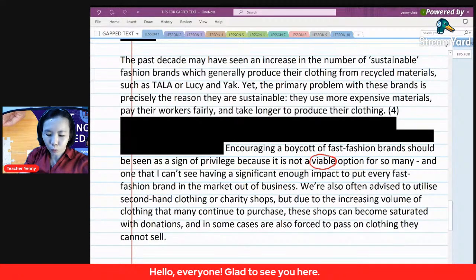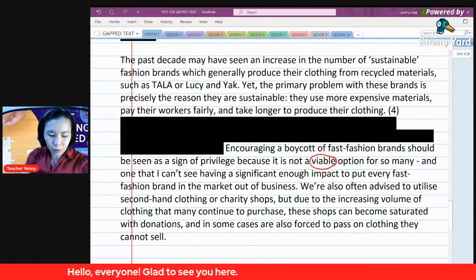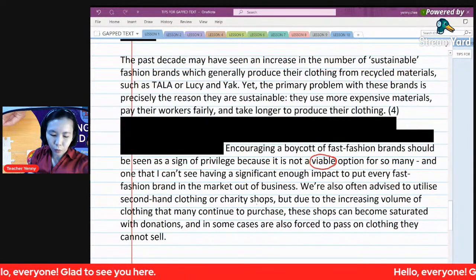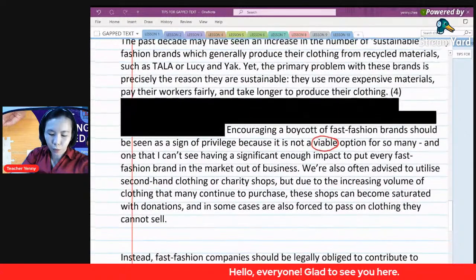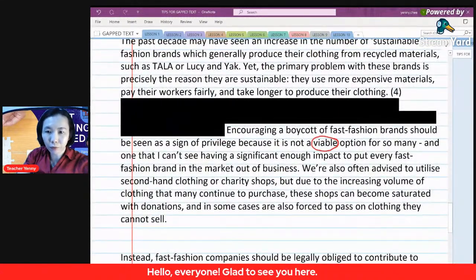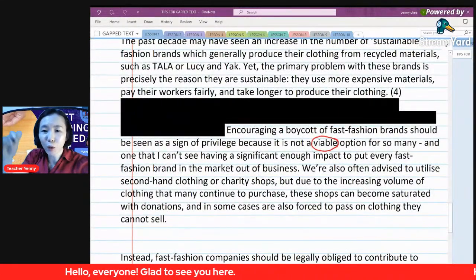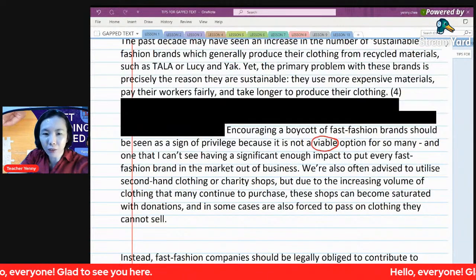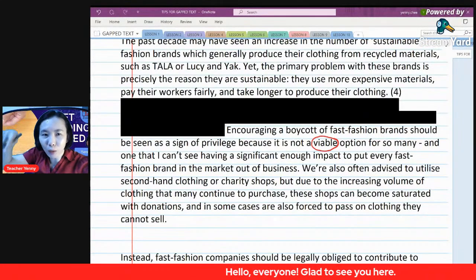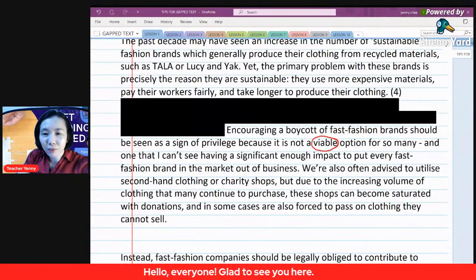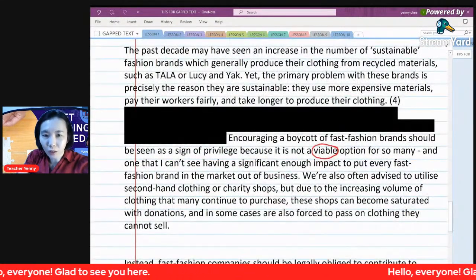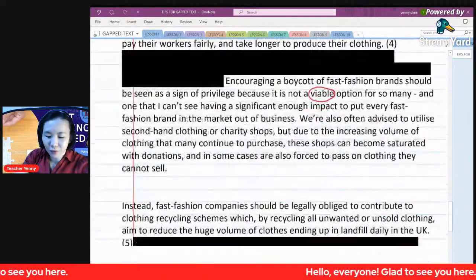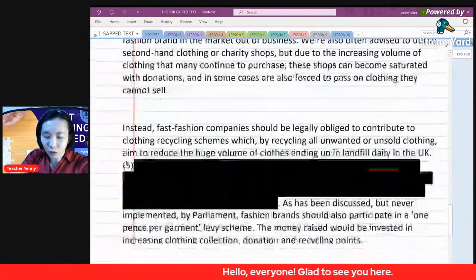We are also often advised to utilize second-hand clothing or charity shops. I hope you're done with this paragraph. Are you okay with this paragraph? Can you type in the live chat so that it would be interactive? I would know whether you have done with this paragraph or not. Are you done with this paragraph? Okay. All right. Then we move on to the next paragraph.